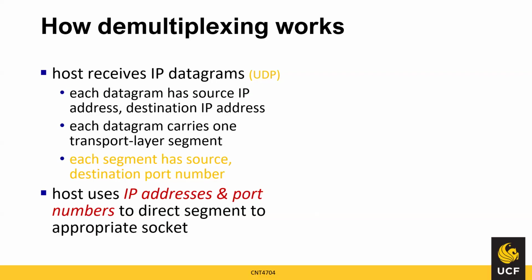So this is again how multiplexing works. It receives the IP datagram. It contains the source IP address from the sender, and it contains the destination IP address that the host is receiving. This is the starting point to figure out where the segment should go.